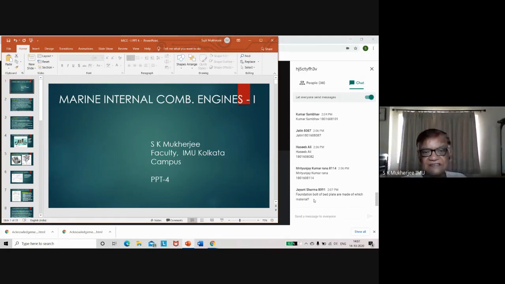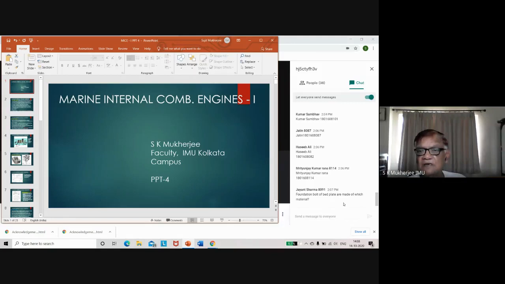I have come across foundation bolt or... Oh, I've already answered this. Jayant Sharma. Mild steel. Keep in mind.